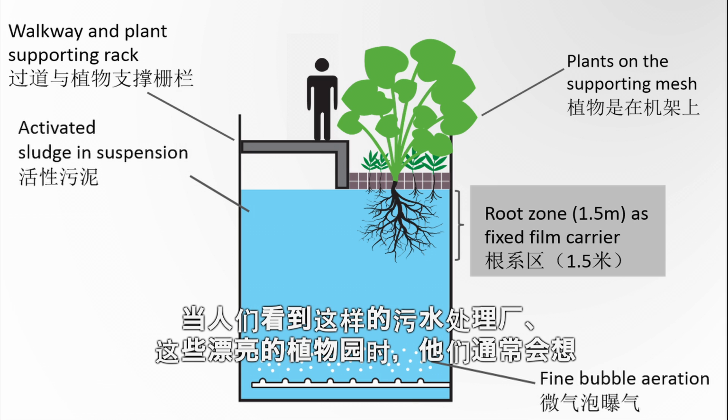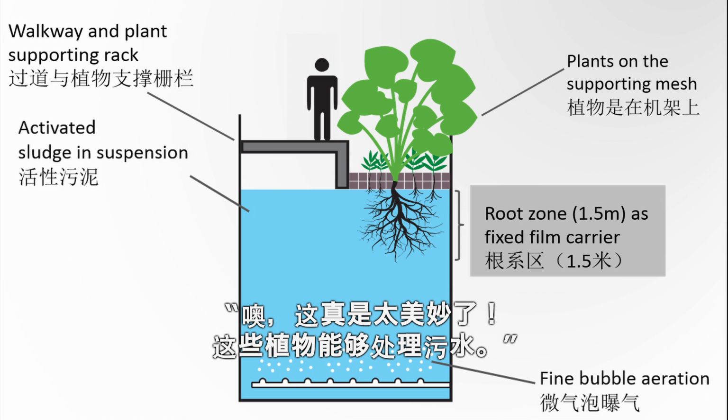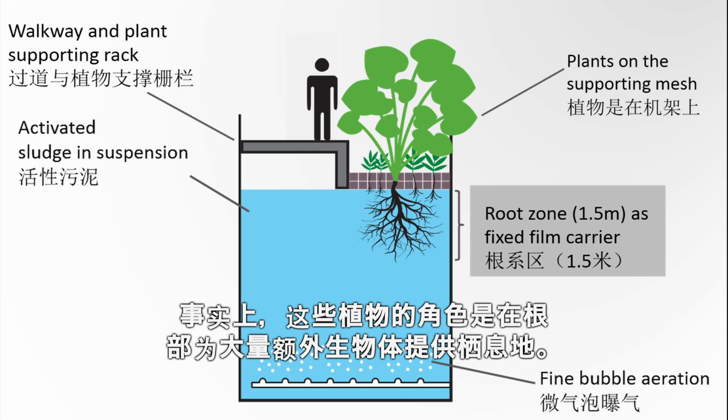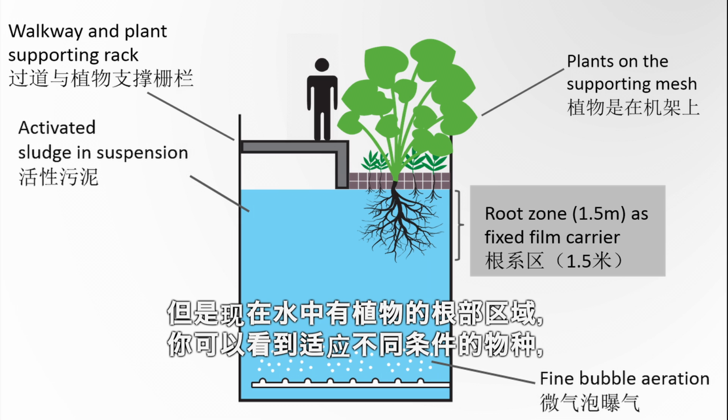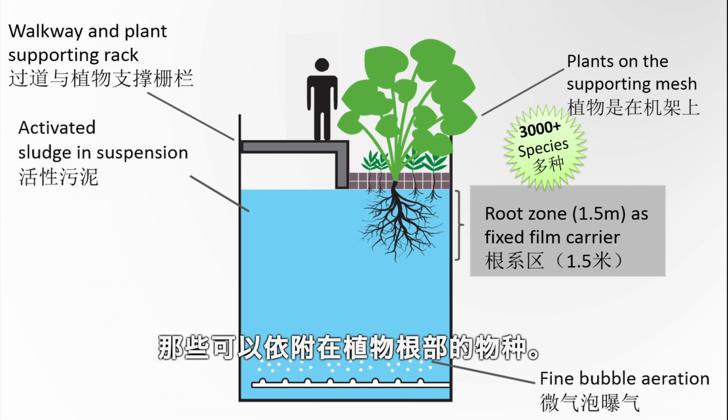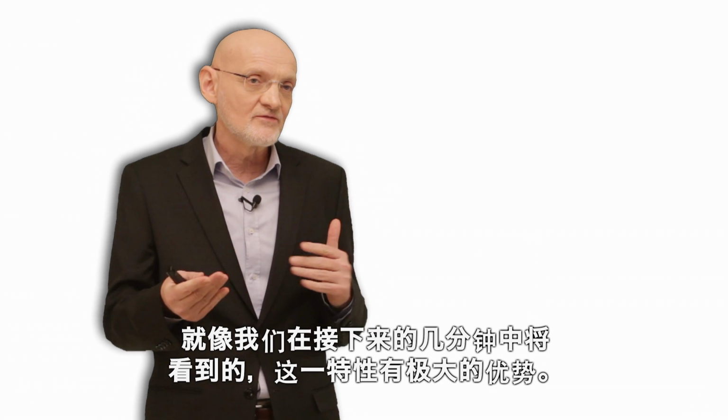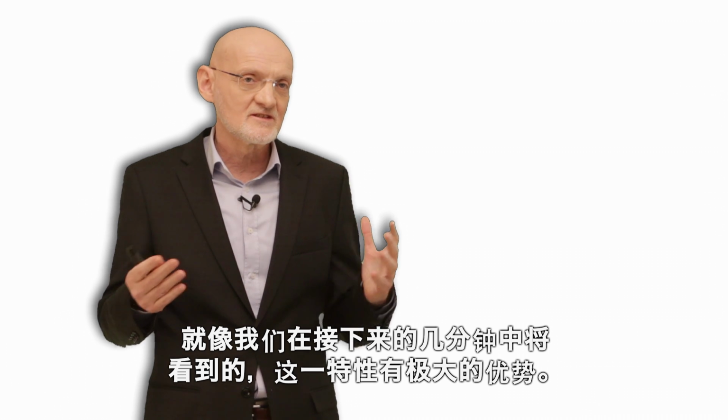People usually think, just looking at these treatment plants, these beautiful botanical gardens, that, oh, how beautiful it is, the plants are treating the water. The role of the plants, in fact, is to provide habitat in their root zone for a whole number of additional organisms. So now you can have not only the ones who are swimming in the water, which are the species adapted to swimming all the time, but now that you have the root zone in the water, you are inviting those species that are adapted to different conditions. So now they attach themselves to the root. And as we will see in the next few minutes, there are tremendous advantages of this feature.